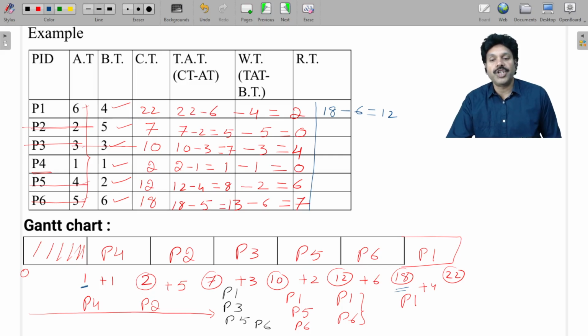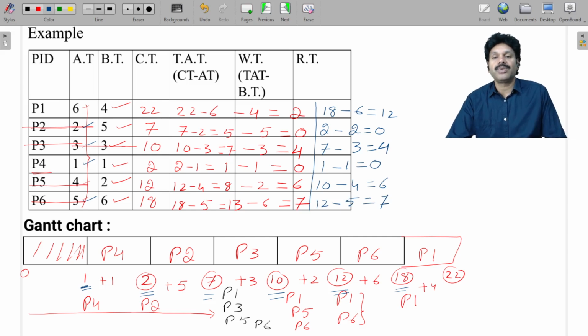And P2 is scheduled at 2, and it arrived at 2 only, so the response time is 0. P3 is scheduled at 7, but it arrived at 3. P4 is scheduled at 1, and it arrived at 1, so the response is immediate. P5 is scheduled at 10, but it arrived at 4. And P6 is scheduled at 12, and it arrived at 5. So 7 is the response time.